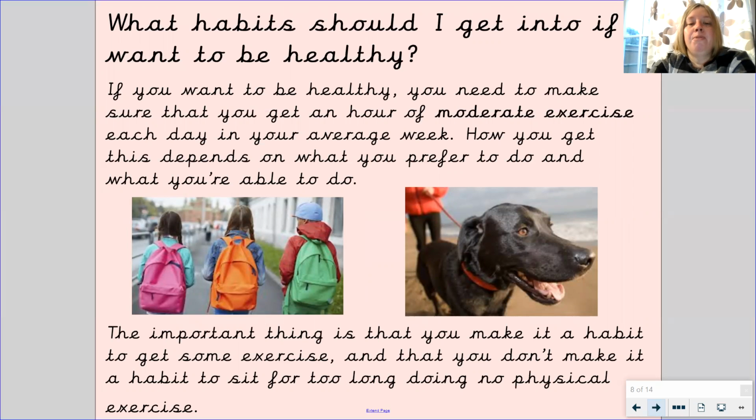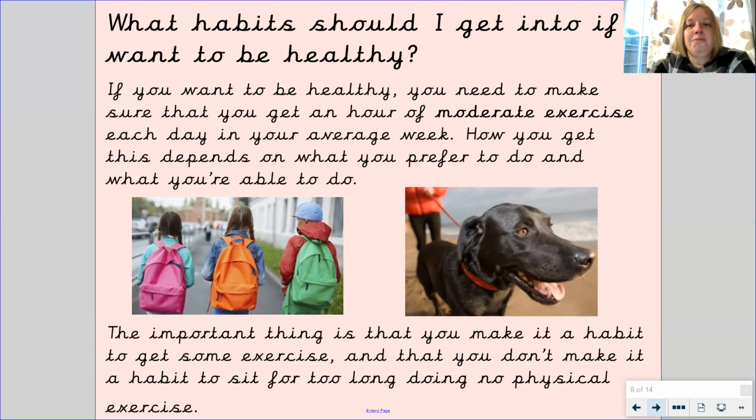So some people might walk to school. Some people might go for a run. Some people might go to the gym when the gyms are open. Some people might take their dog for a walk. The important thing is that you make it a habit to get some exercise and that you don't make it a habit to sit for too long doing no physical activity.